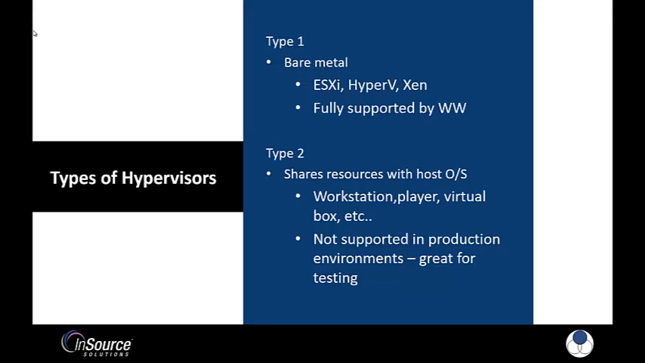A Type 2 hypervisor, on the other hand, is something that would share the resources with a host OS. So things like Workstation or Player, which would be VMware solutions, or VirtualBox, there's others out there. We're going to focus just on the VMware solutions today. It should be noted also that Type 2 hypervisors are not supported in production environments. They're fantastic for testing purposes, and they'll work in production environments, but they're not supported, so you should not install them and use them in production environments.